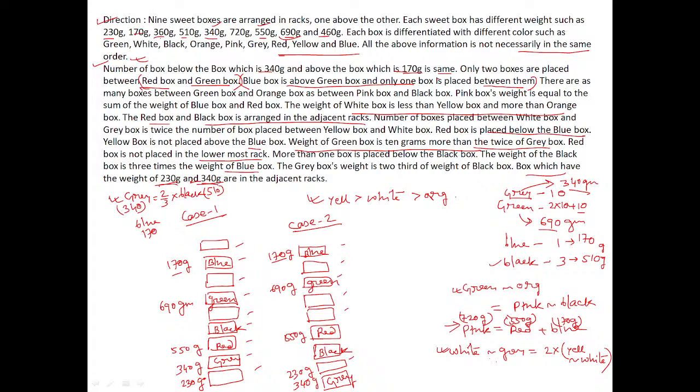White and gray is equal to 2 into yellow and white. So if one place is left, white can't be here. You have to put 2 places here, because if the gap between yellow and white is 1, the difference between yellow, gray and white should be 2. So at least 2 boxes would be needed, right?